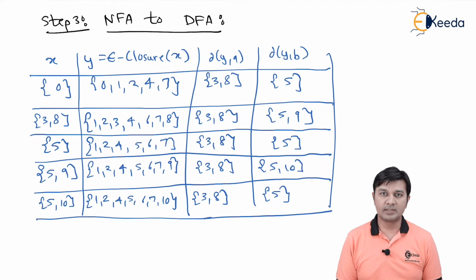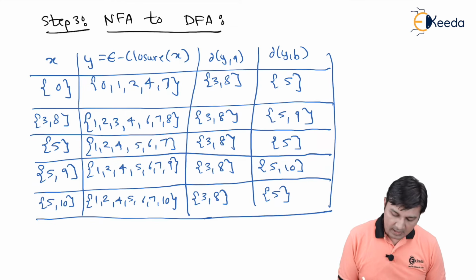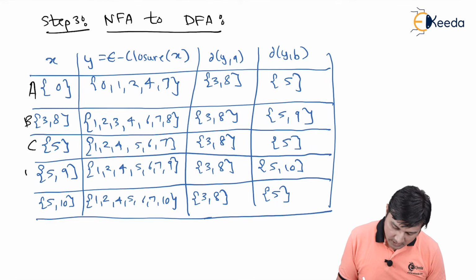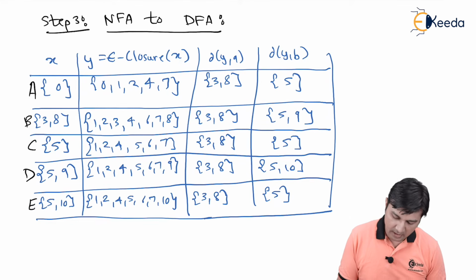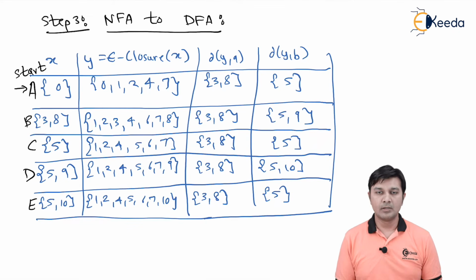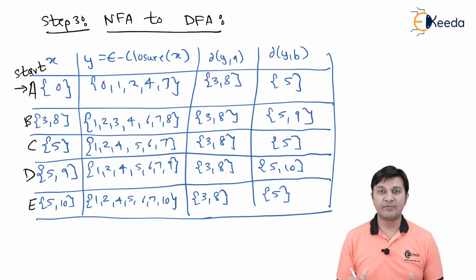So what are we going to do now? I'm going to mark the states. So I say I call this 0 as my state A, this as my state B, C, D and E. Of course, since we started with 0, I'm going to mark my state A as my start state, and 5 comma 10 is not going to be marked as the final state.